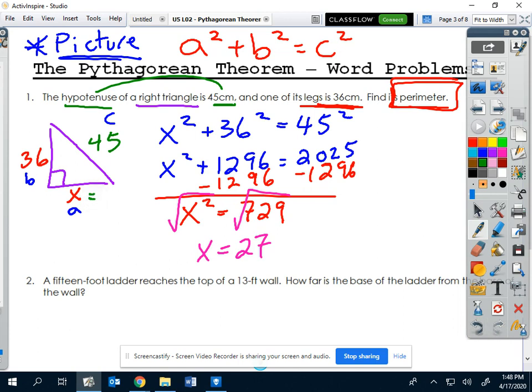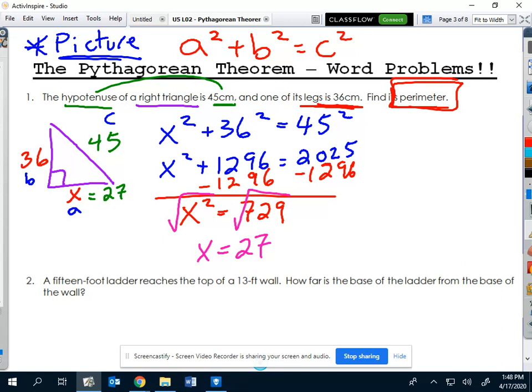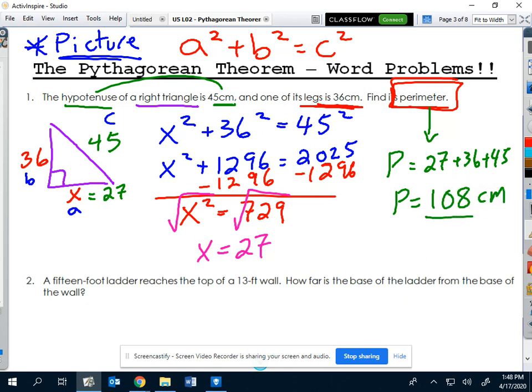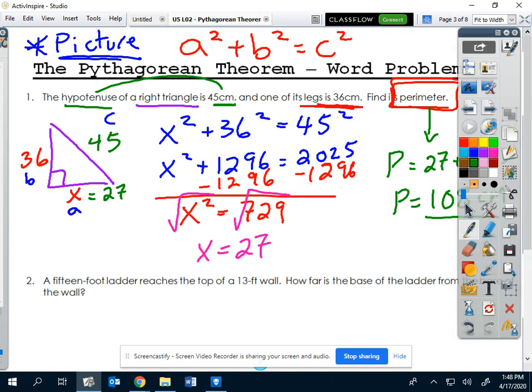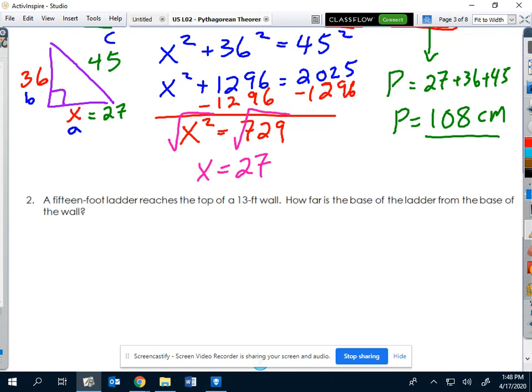So I'm going to write down 27, and then come back and say the perimeter is all of the sides added together: 27 plus 36 plus 45. If we add all of those together, we're left with 108. So the perimeter of this triangle is actually 108 centimeters. You see, it really helps to draw that picture and then be very careful to answer the question that's being asked. That's the danger to avoid.